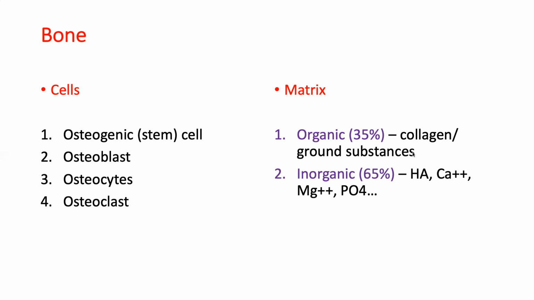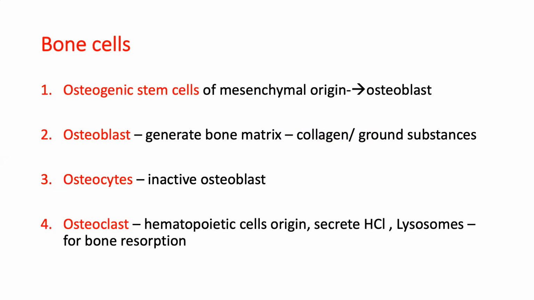So these are called inorganic matrix. In between the collagen fibers there will be ground substances, both of which are organic matrix. On top of that, we put calcium and magnesium in that matrix to make the bone stronger and to fill the gap. Osteogenic stem cells of mesenchyme origin develop into osteoblasts. Osteoblasts will generate bone matrix, collagen and ground substance. Osteocytes are inactive osteoblasts. And osteoclasts are of hematopoietic cell origin. They secrete hydrochloric acid and lysosomes, and they are for bone resorption.